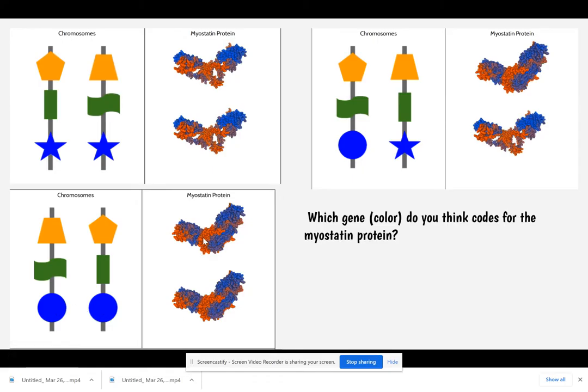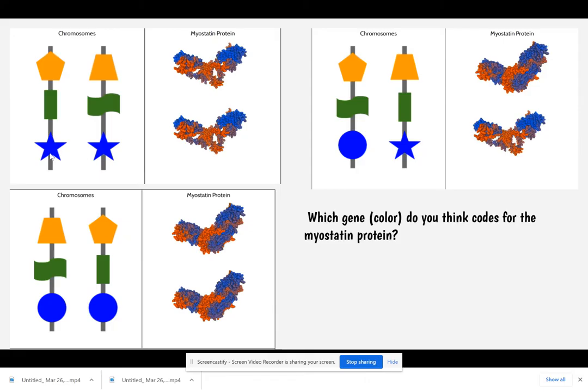So now, after looking through all of them, I'm thinking that because these two alleles match, and these two proteins are the same structure, and these two alleles match, and these two proteins are the same structure, maybe it is the blue color that's the gene for the myostatin protein. And even though each of these alleles were different, we can also say that this one is probably right, the blue gene, because these two are different structures.